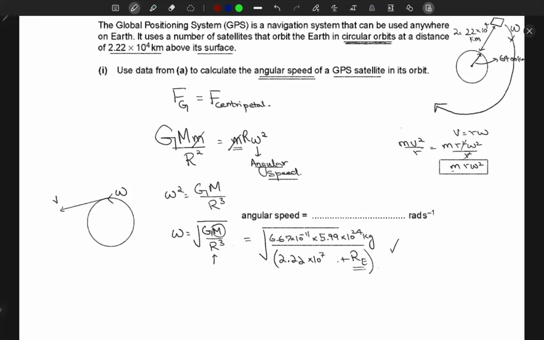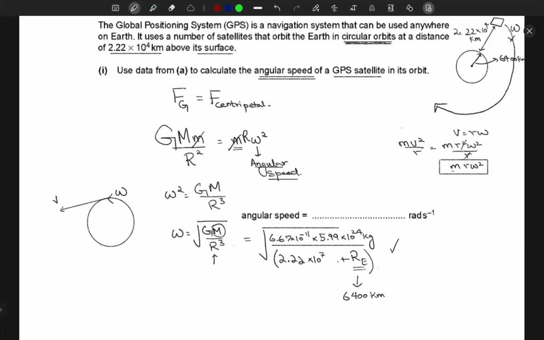The radius of the Earth is a fixed value, right? Exactly. It was 6,400 kilometers, if I'm not wrong. It's a constant, really. Sir, it's just an approximate value, so is it important to memorize the value? Oh, no, it's not really.